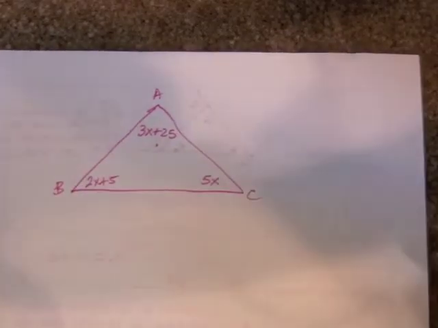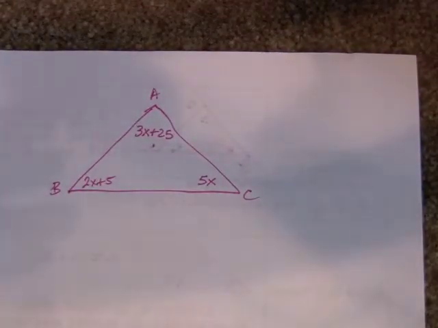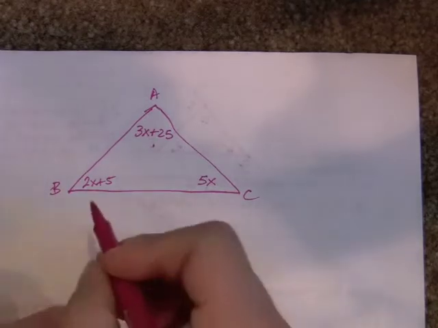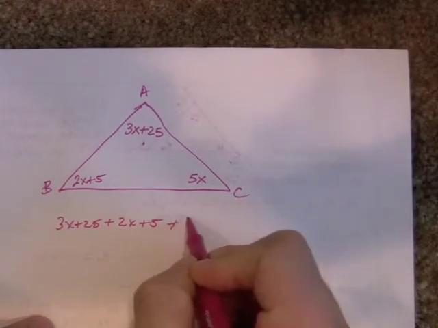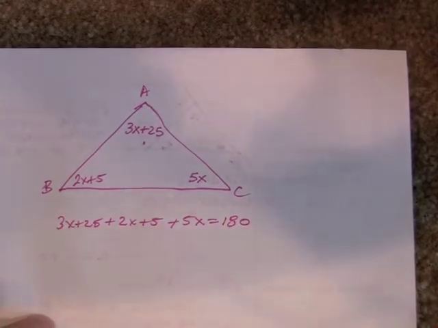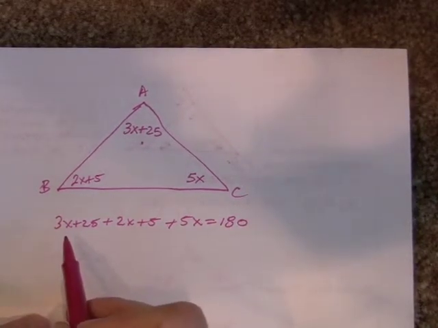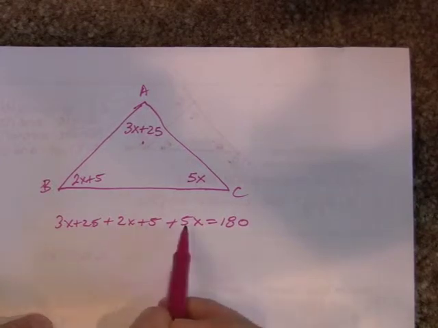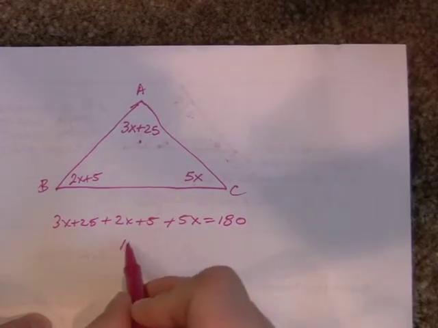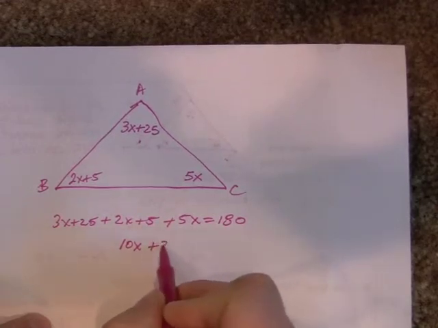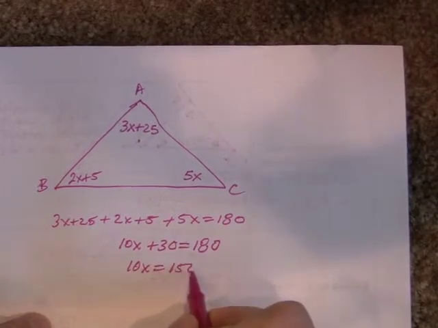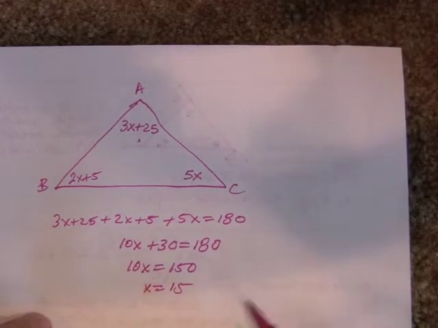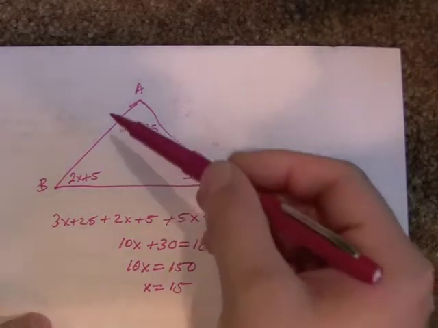And so what we're going to do is solve for x and then find each angle, A, B, and C. Well, it's a triangle. When you have the three angles inside, that means they will add up to 180 degrees. So we know that 3x plus 25 plus 2x plus 5 plus 5x will equal 180 degrees. So when you solve this here, 3x, 2x, and 5x gives me 10x. 25 and 5 gives me 30. So 10x will equal 150. So x is 15.